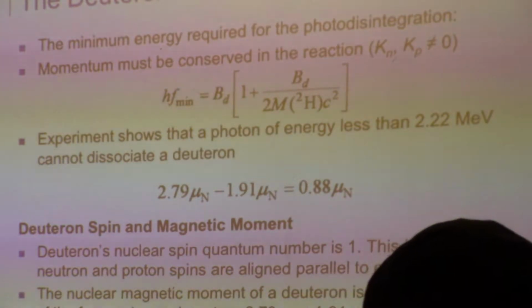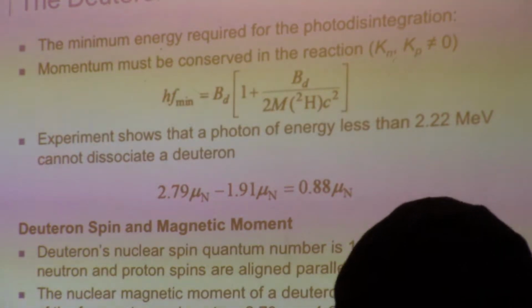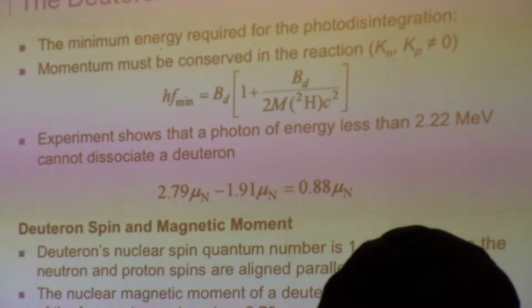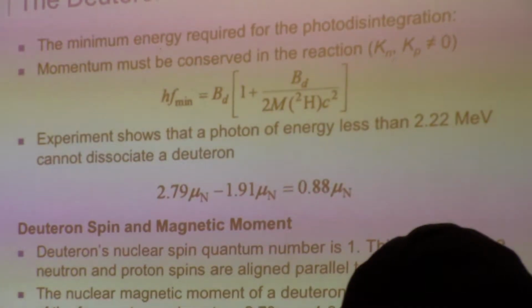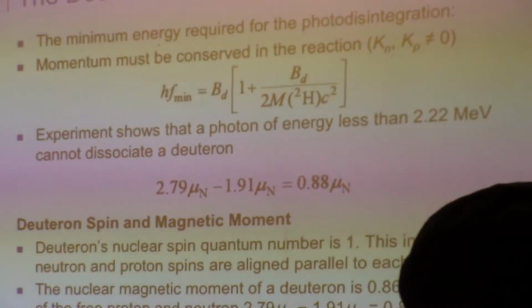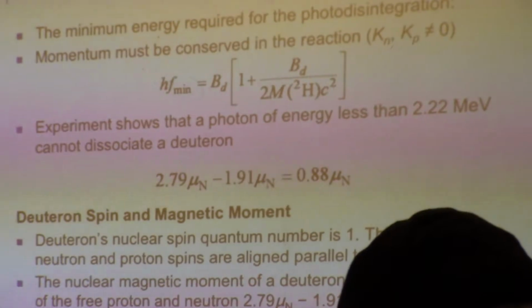Direction. This is why it's 1. If they were in different directions, then we would have 0. The nuclear magnetic moment of the deuterium is 0.86, and the sum for the free proton is 0.88.